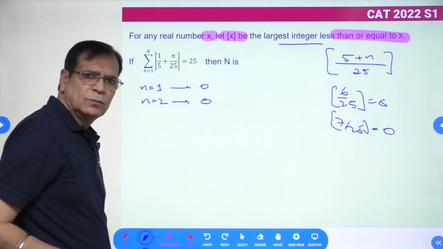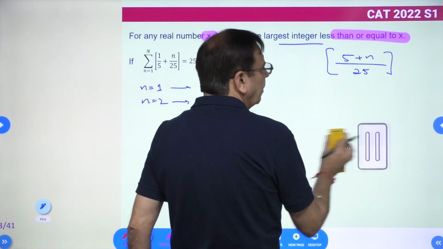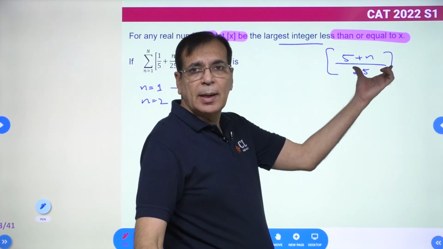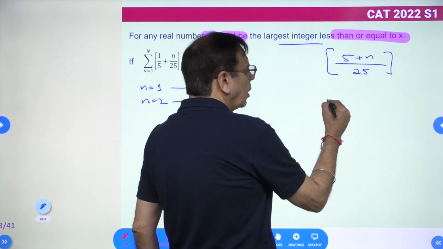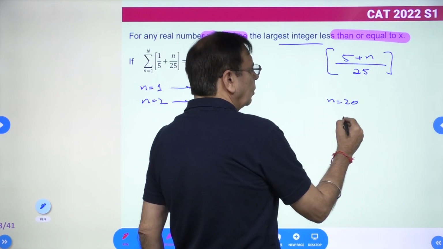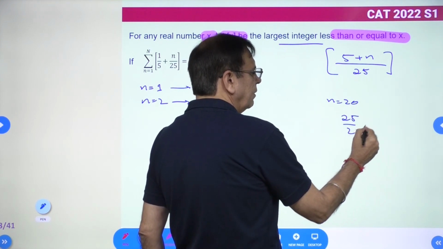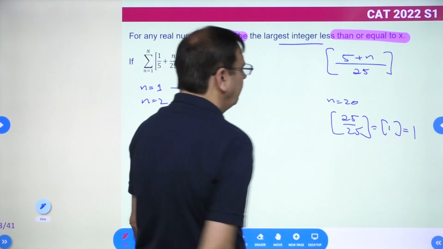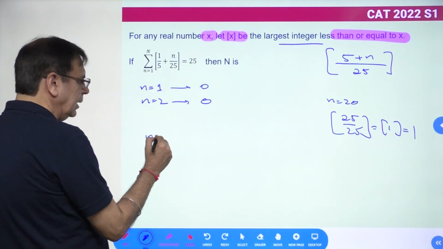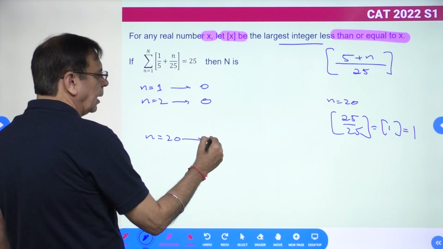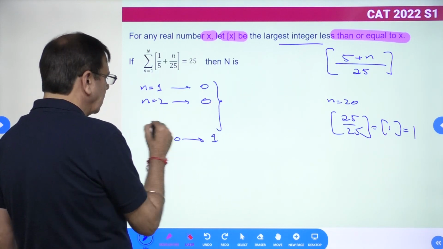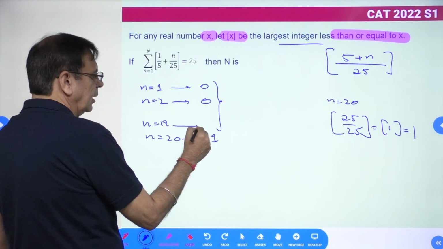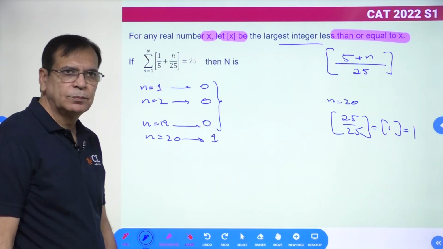When will this become 1? This will become 1 when the numerator becomes 25. When will 25 happen? At n equal to 20. What will it become? 25 upon 25. Okay. So at n equal to 20, this becomes 1. That effectively means till n equal to 19, the value of the expression is 0.